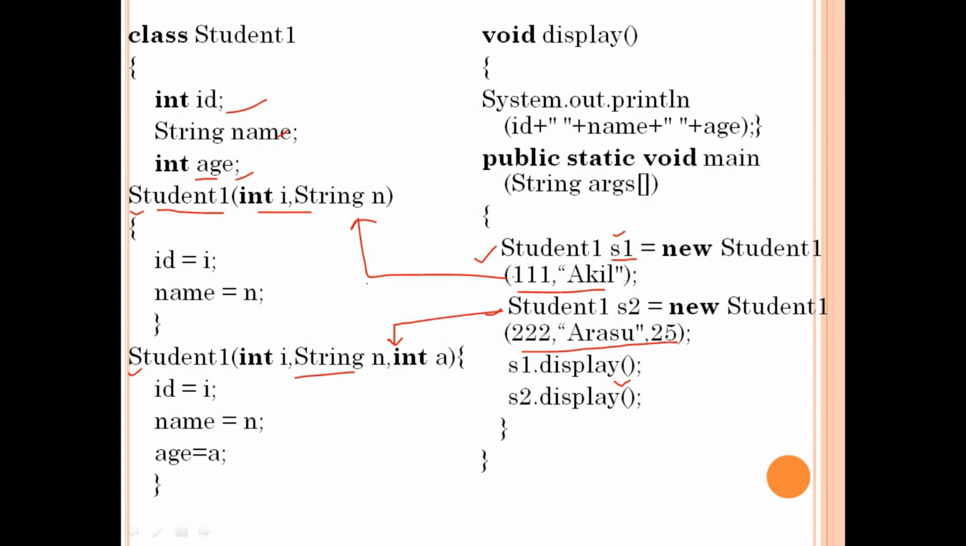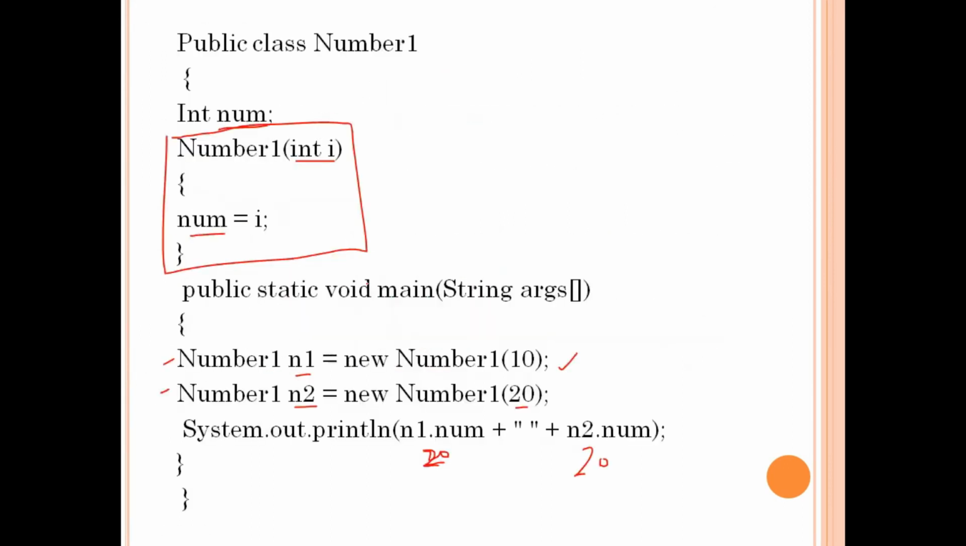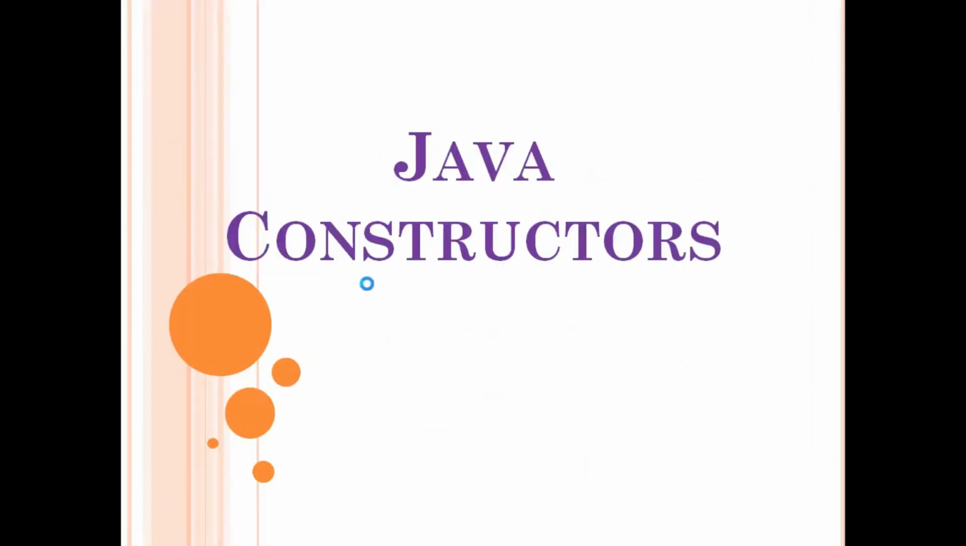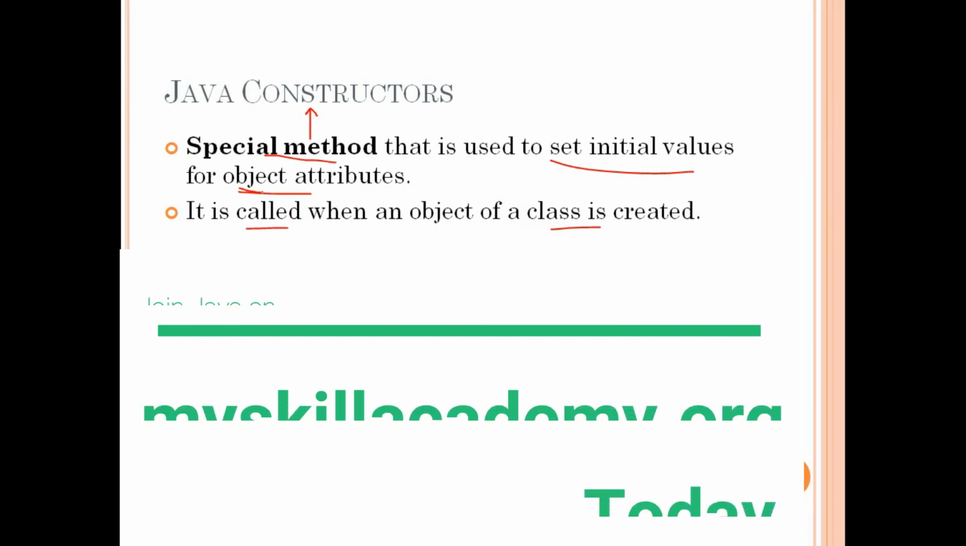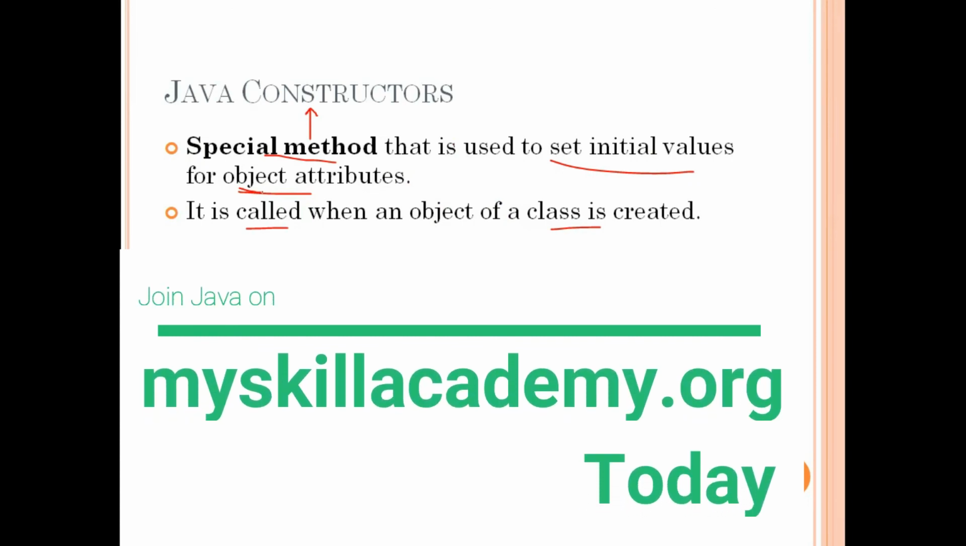On the whole, in this class we discussed our Java constructors. A constructor is used to initialize the object value. While we are creating the object, we have to initialize our data members. For that purpose, we use constructors, right?